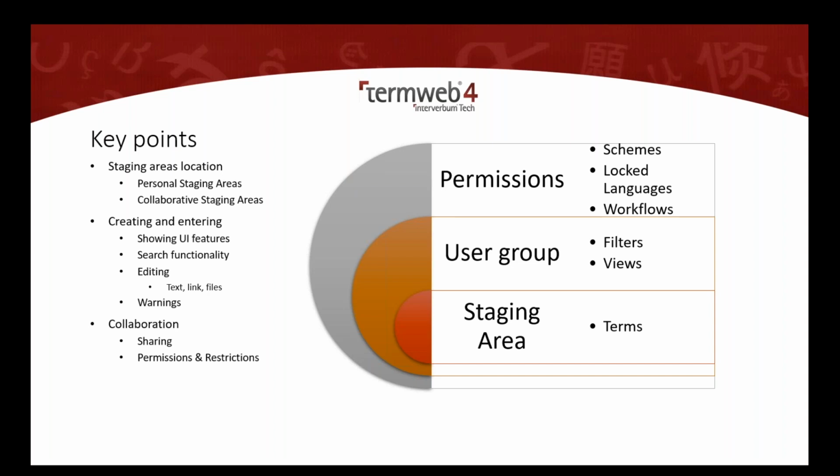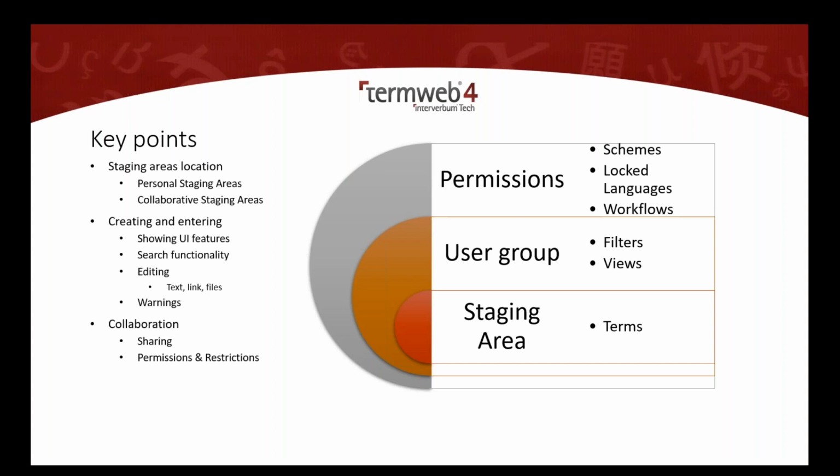In permission schemes, you can restrict what functionality it has access to. In locked languages, you can restrict what languages they can edit. And through workflows, you can also choose to render or stylize fields in a certain way. Through filters and views on the individual user groups, you can choose to restrict the number of terms that the user has access to, as well as what fields a user can access. And all this is still applied to the staging area, just like it is in the search view.